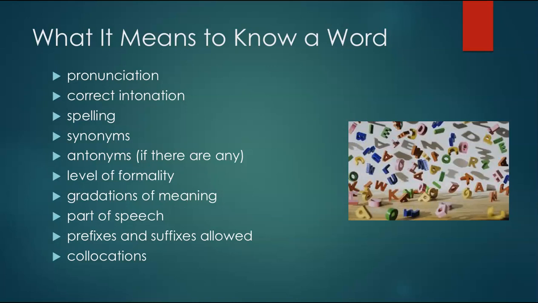And when we think about what it means to know a word, we have to think about a variety of factors. So that includes the pronunciation of that word, its correct intonation, the way our tone goes up and down when we say it, its spelling, any synonyms or antonyms that might exist, words that mean the same or the opposite, the level of formality of a word, whether it's a very casual word or if it's going to be used only in a more formal setting, the gradations of its meaning, and that's kind of what I refer to with fine. Its part of speech, whether it's an adjective, noun, verb, etc., prefixes and suffixes that can be attached to it, and any collocations.